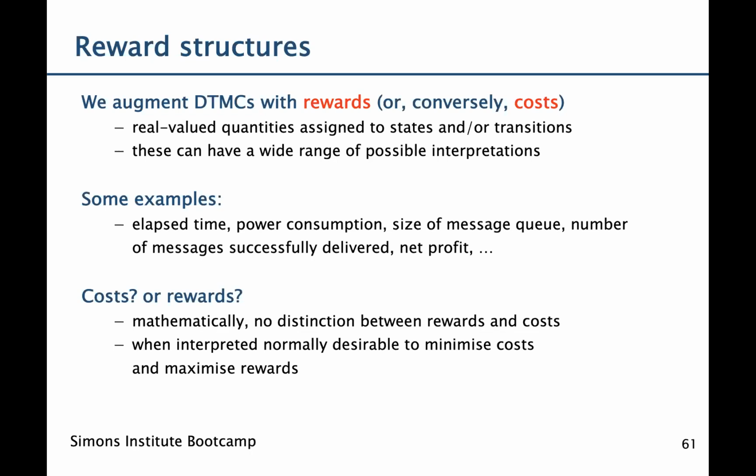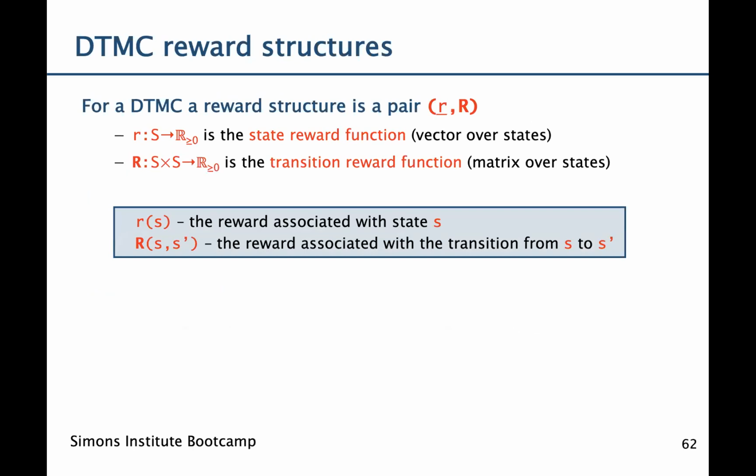examples. So I will call them rewards, but they can also have a negative interpretation as costs. Mathematically, it doesn't make any difference, but you would think that if it was costs, then you'd be trying to minimize them, while you'd be trying to maximize rewards. So let's formally define what it is to give a DTMC a reward structure.